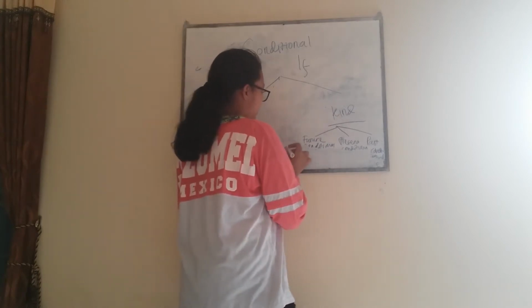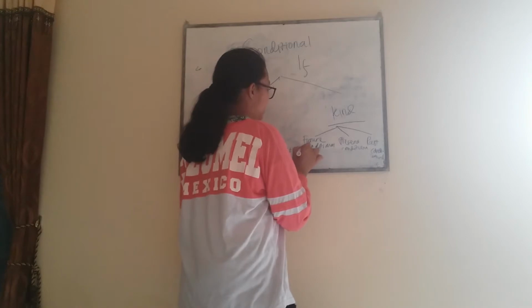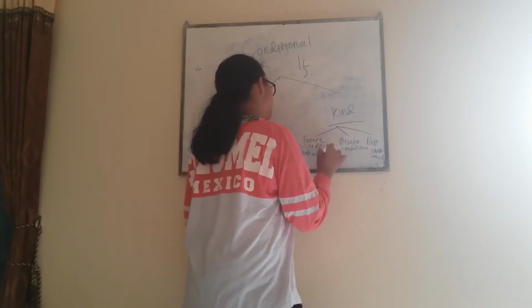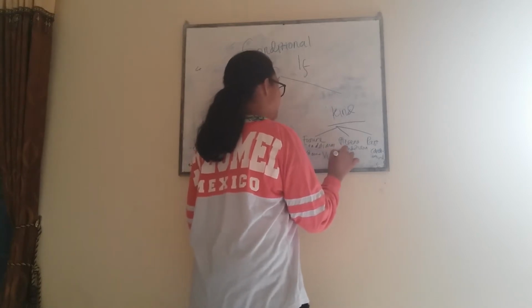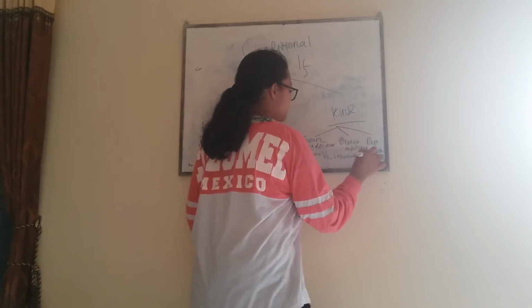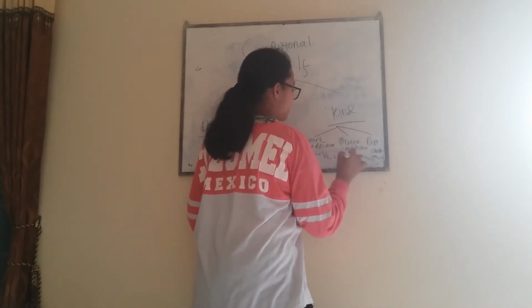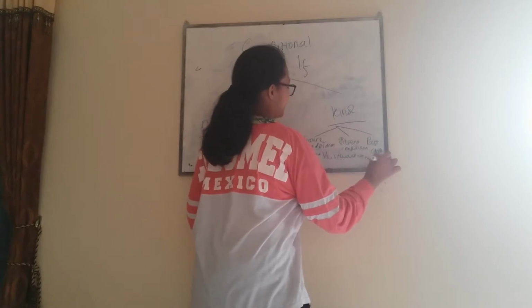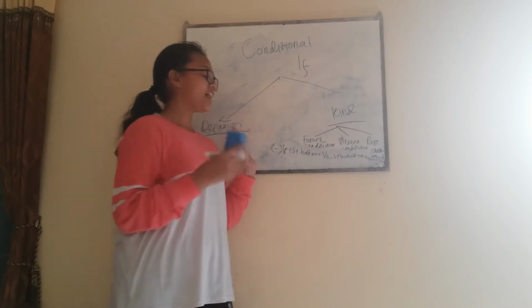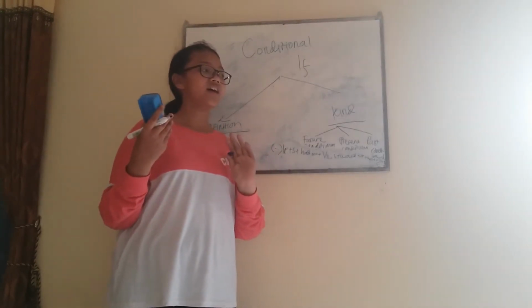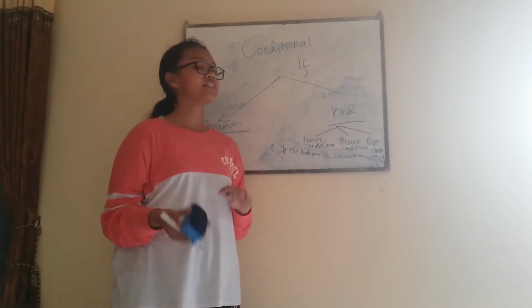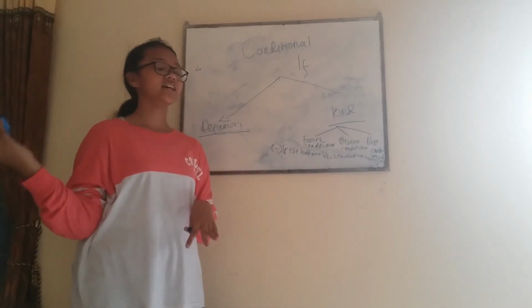The pattern in negative is if plus subject plus had not plus verb 3, comma subject plus would not plus have plus verb 3. For example, if I had not gone to Jakarta, I would not have visited my grandma's house yesterday.